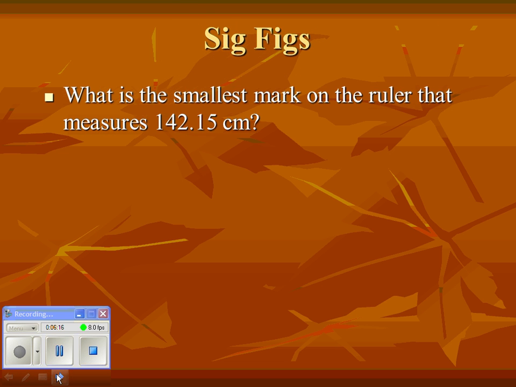So if I look at this, then I know that 142.1, we're definitely there. That 5 is my estimation of how close my object ended past that 10th mark. So all numbers are significant. It's significant to know how close I am to that line.